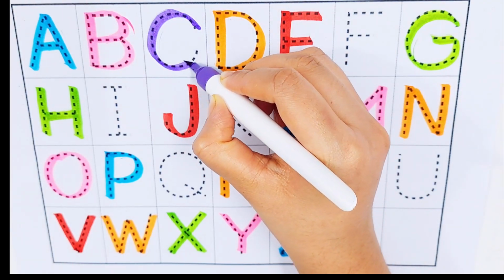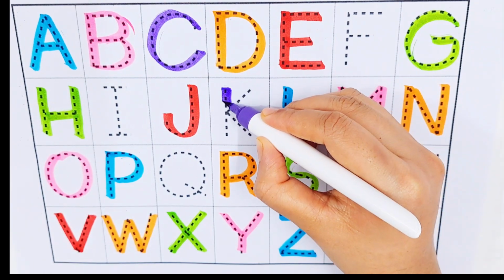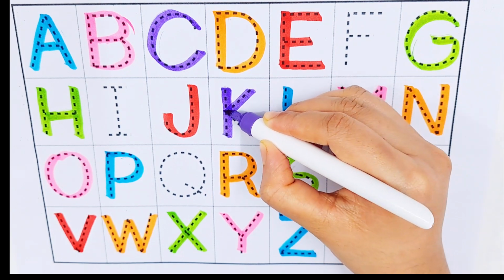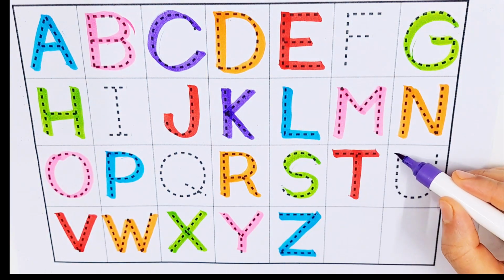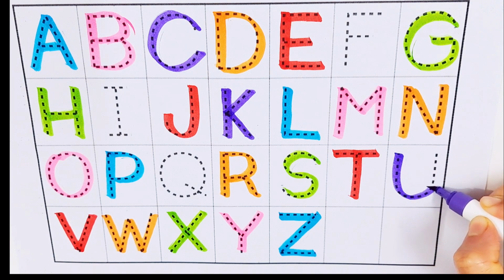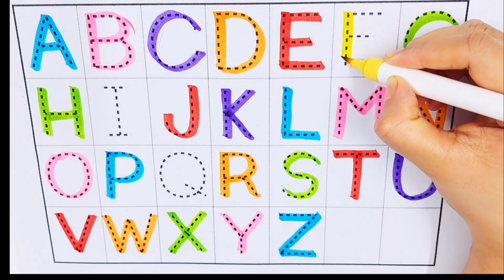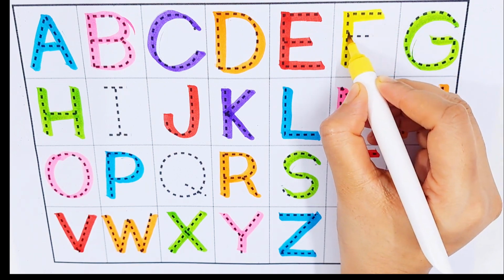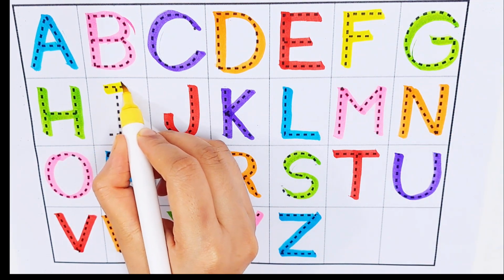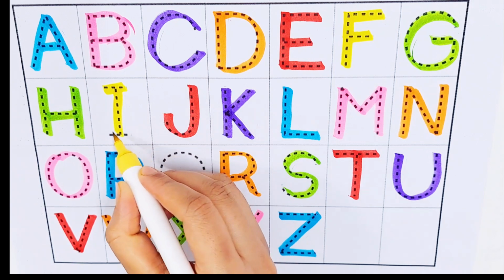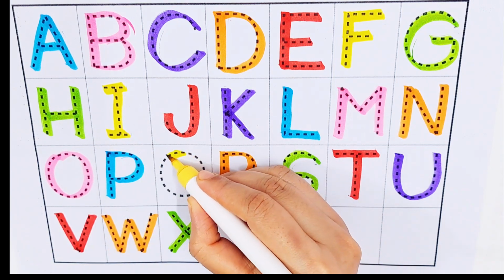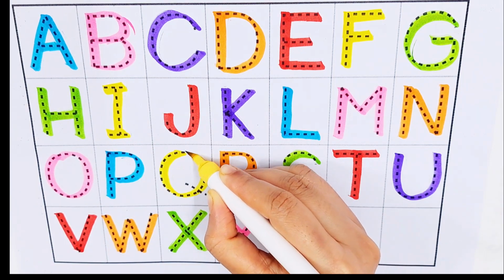C for coffee. K for kite. U for uniform. F for fox. I for ink. Q for quilt.